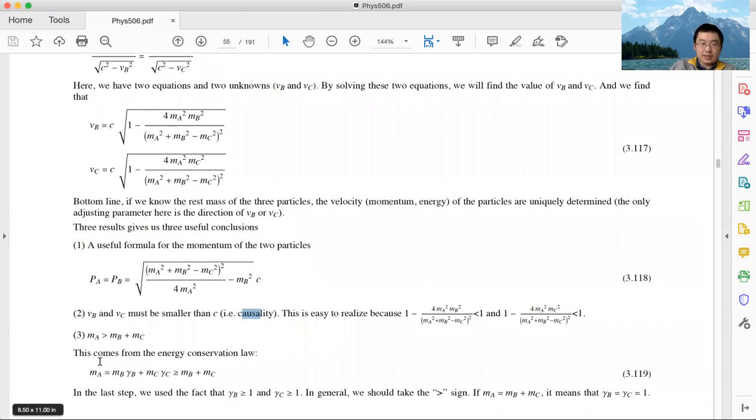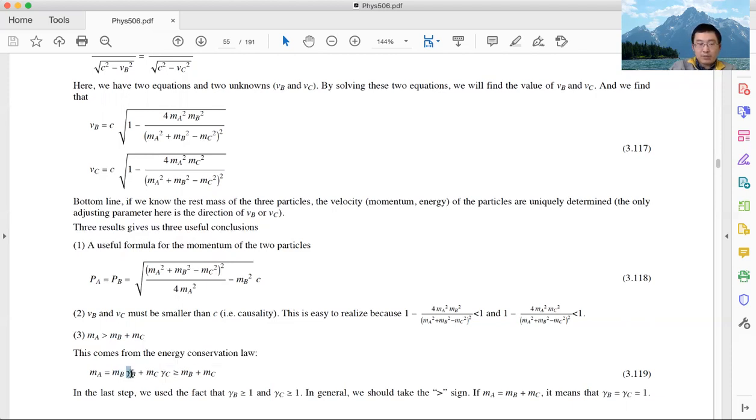Another conclusion we can learn from this calculation is that the mass of my particle A must be larger than the masses of particles B and C. This comes from the energy conservation. If you look at the energy conservation, or the mass conservation, this equation here: the initial state mass is the rest mass of A. The final state mass is MB times gamma B plus MC times gamma C.